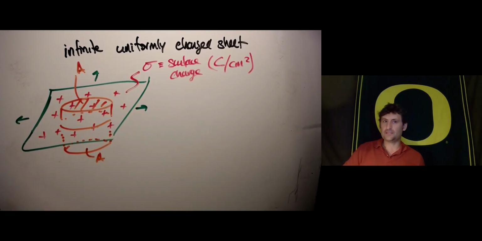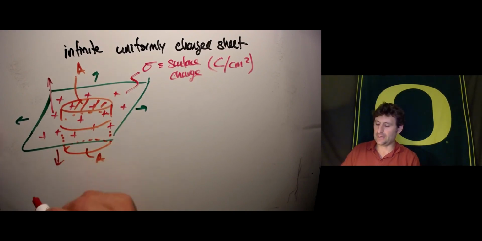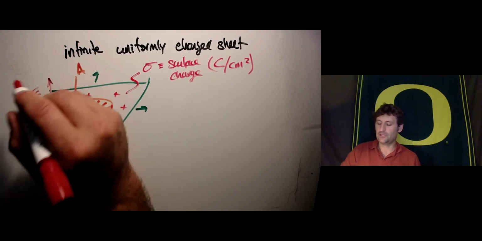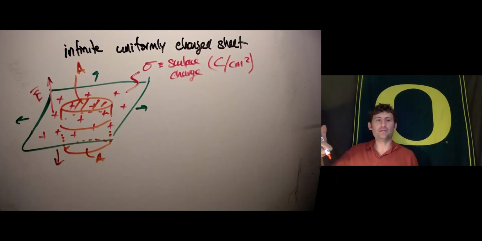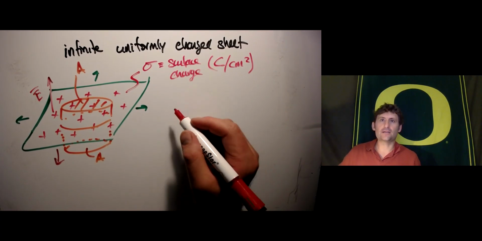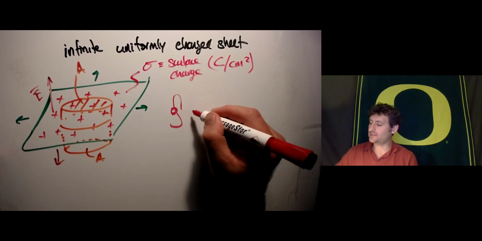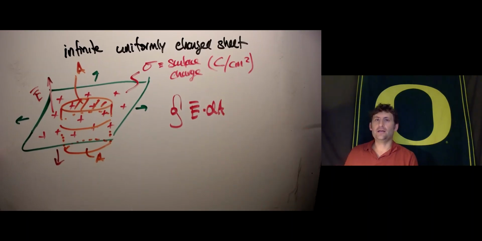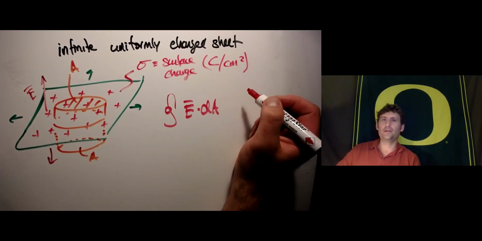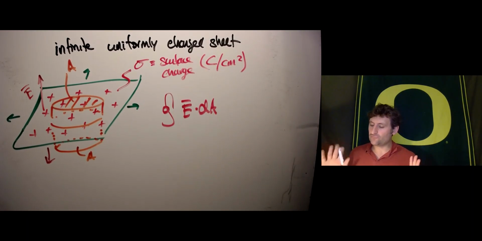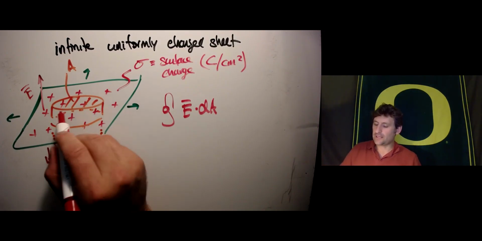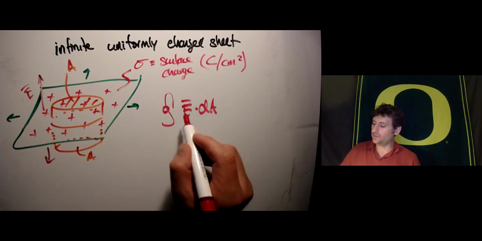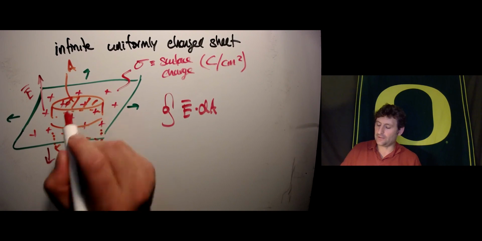Now, if I think about the system and the symmetry of the system, I know that the electric field emanating from this sheet of charge must go straight up perpendicular and down perpendicular to the sheet of charge. So if I want to calculate this integral of the electric field times the area, the dot product with the area, how do I do that? Well, it's actually really easy in this case because the electric field is completely orthogonal to the area element on this surface.